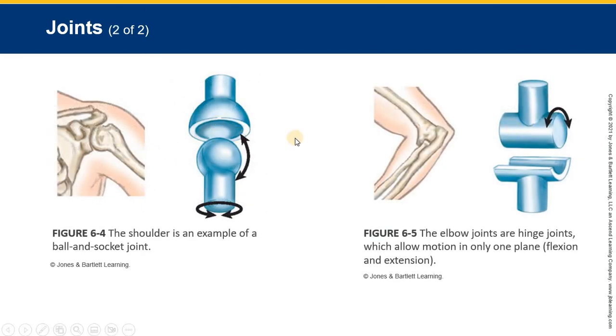But here we see a ball and socket joint and how it works. Because it has this sort of 360-degree shape, it can rotate in various different directions. If you look at the hinge joint, it's basically one direction that you can actually move it, as you can see here.